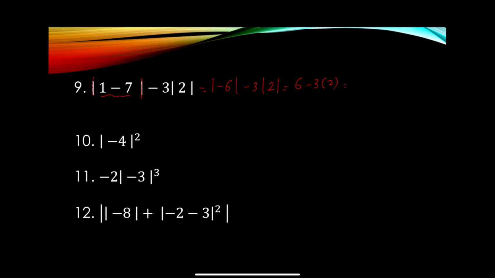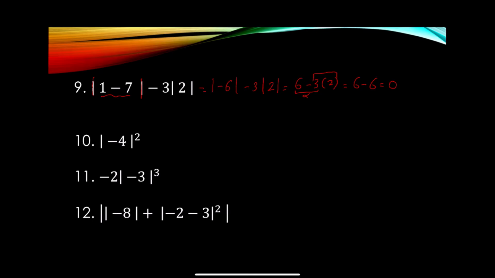Now be careful. Don't say that 6 minus 3 is equal to 3 times 2, the answer is 6. No. According to the order of operation, this is wrong. You have to start with the multiplication if you have addition and subtraction. So it's 3 times 2. So it's 6 minus 3 times 2, which is 6 minus 6, equal to 0.